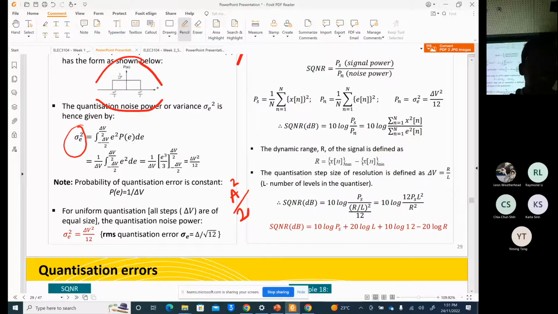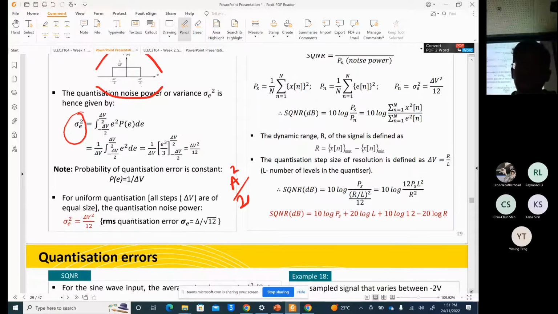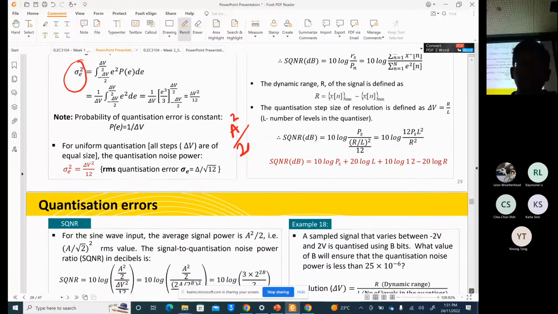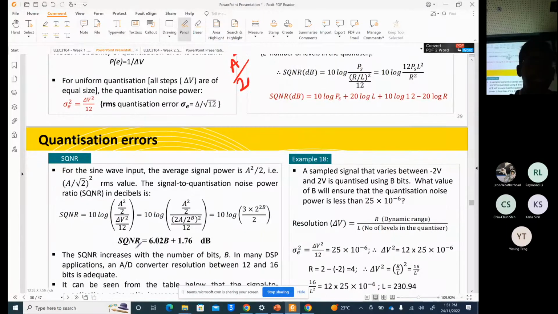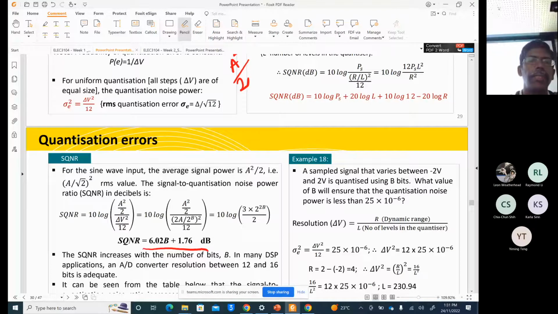For the general case, this is how you get the quantization noise power with the equal distribution of probability. The error ranges from minus delta V by 2 to plus delta V by 2. And for a sinusoid signal, you get this equation: 6.02 B plus 1.78, when you substitute the sinusoid power here.